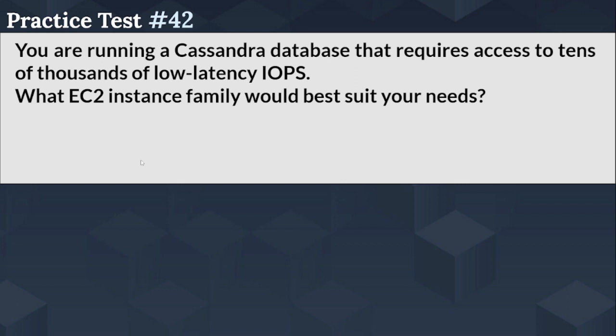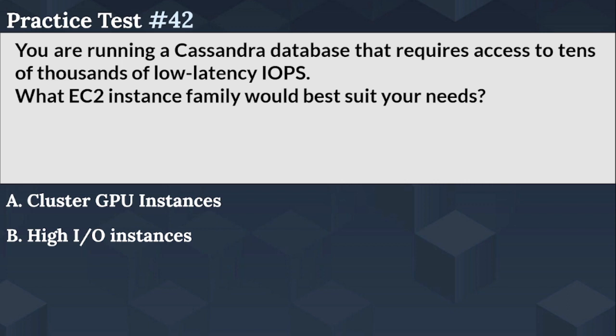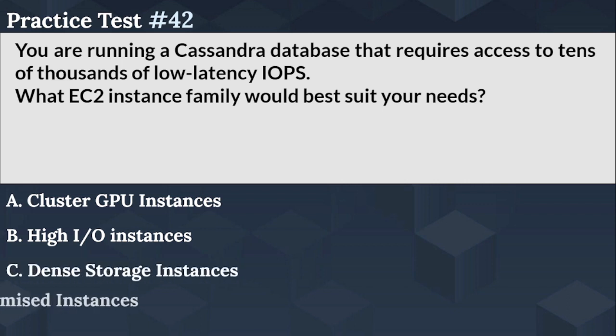So the options are: Option A, Cluster GPU instances. Option B, High I/O instances. Option C, Dense storage instances. Option D, Memory optimized instances. Please select your answer in the next 5 seconds.